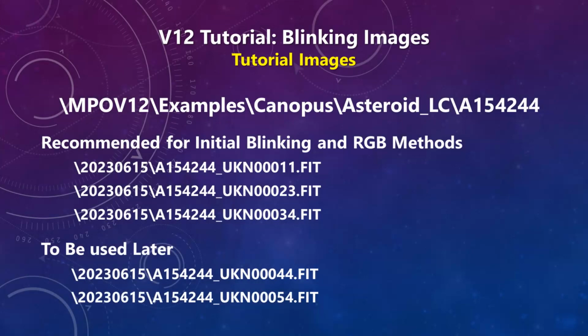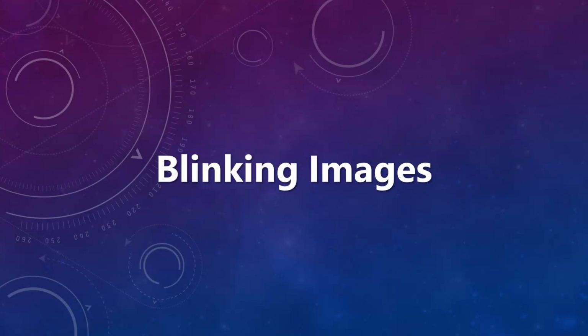For this exercise, use the images found under the path shown on the screen. The three images from 2023 June 15th are recommended for the initial effort for blinking and the RGB method. As you'll see later, you can select more images and use only some or all of them, except for the RGB method, when exactly 3 images must be chosen. From here on, we'll use live action videos to demonstrate the use of the program.